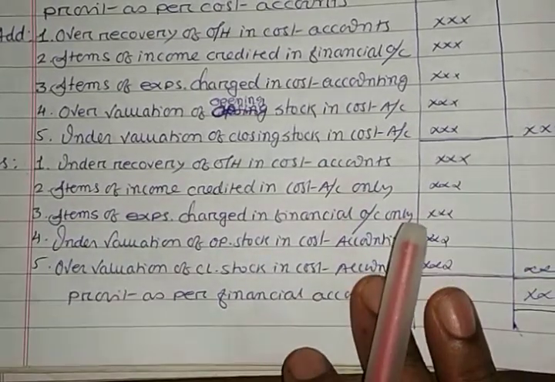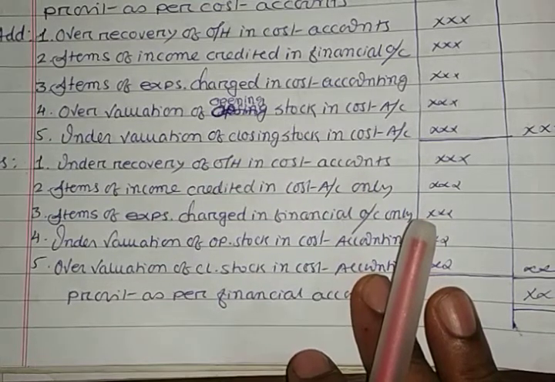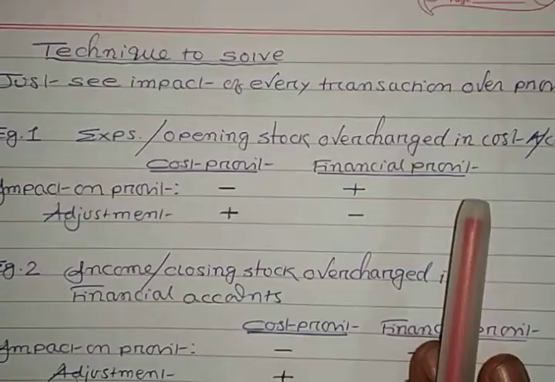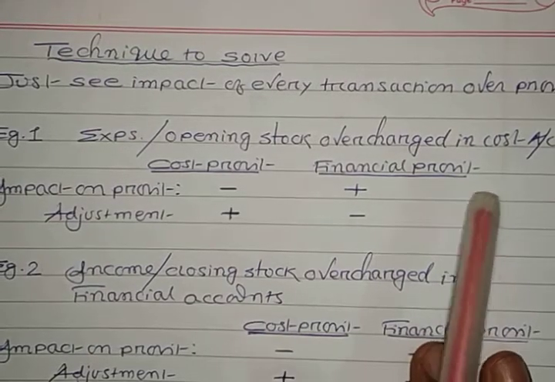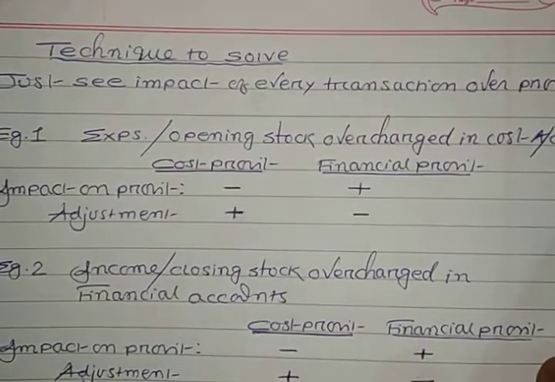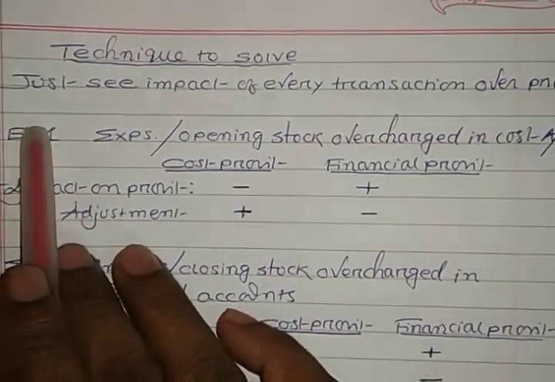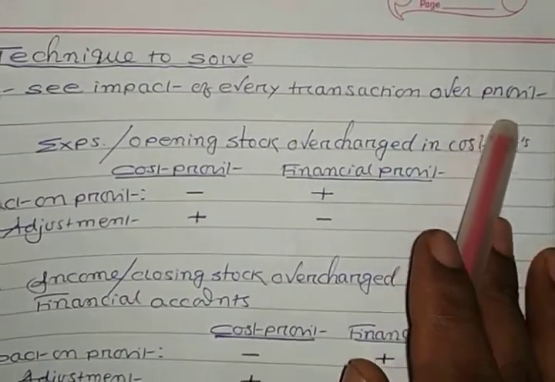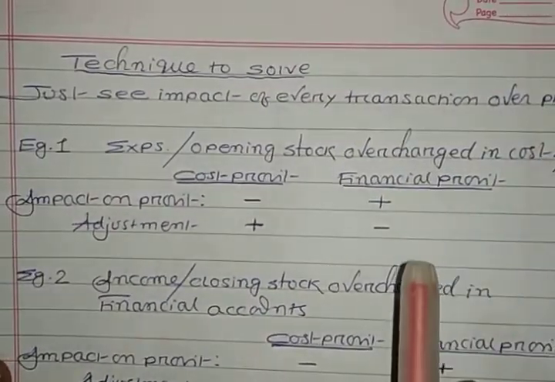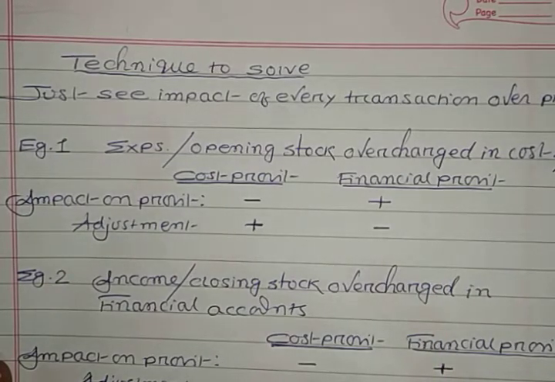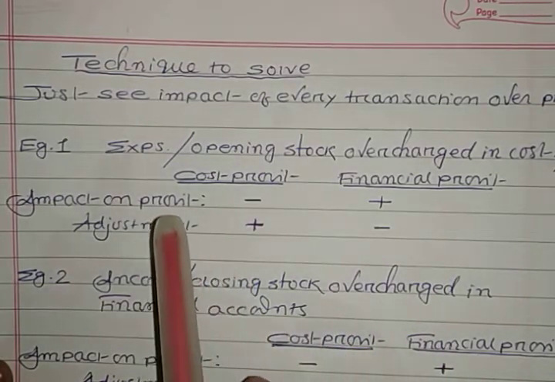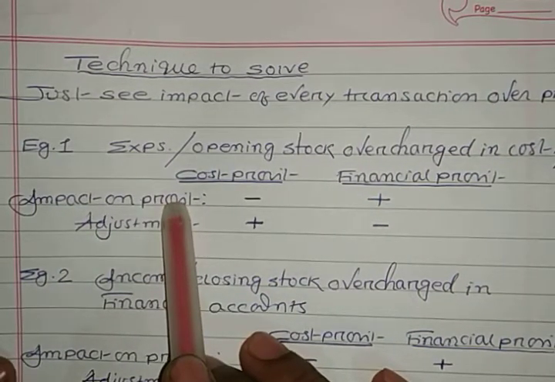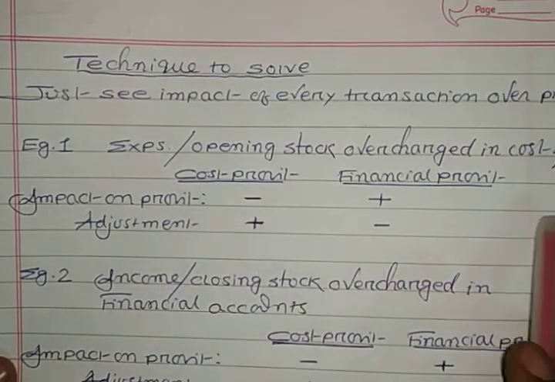Okay. Just 2 simple questions I'm going to show you, just 2 points. Okay, and try to understand. Say students, this is the technique to solve. Just I have taken 2 examples and try to understand. Just the impact of every transaction over what? Profit. Over what? Profit. You have to give focus on profit, remember, because here one is costing profit and the other is financial profit. Your focus should be on profit, remember.